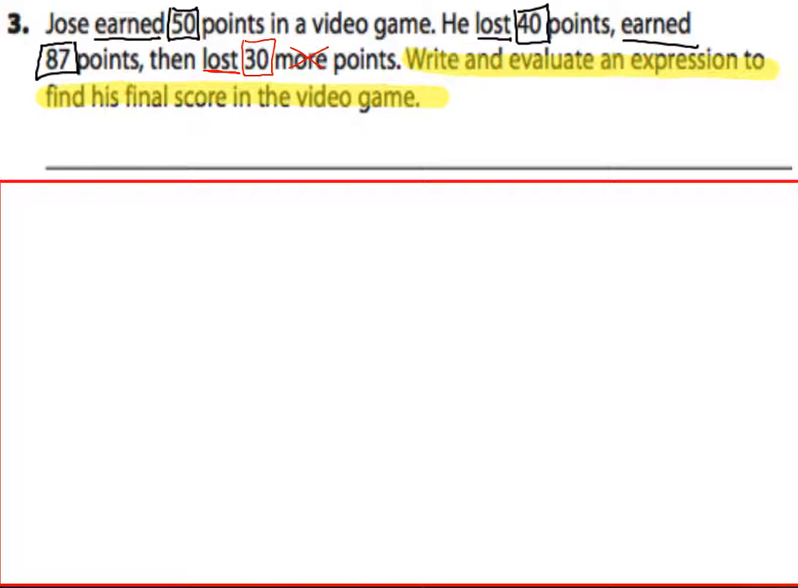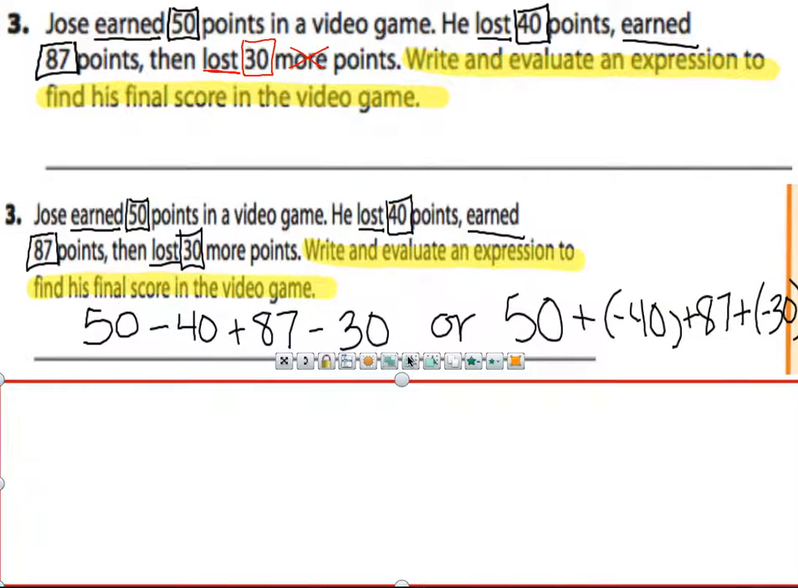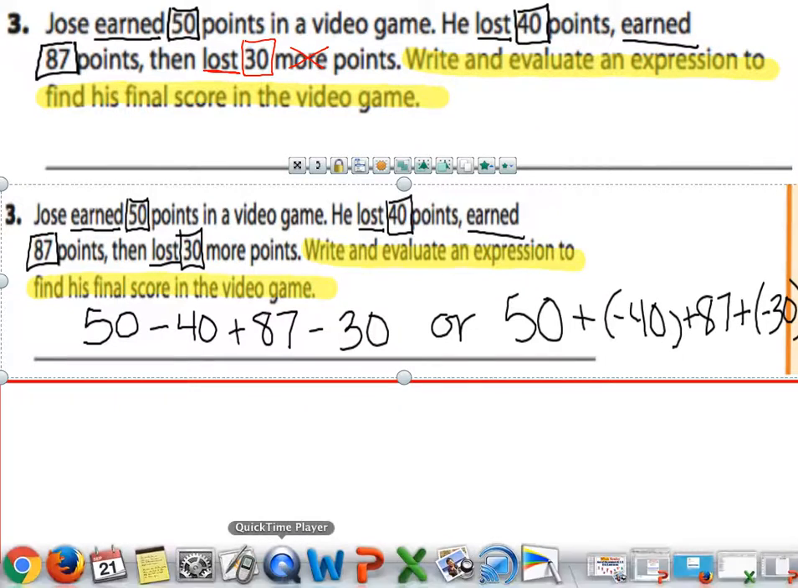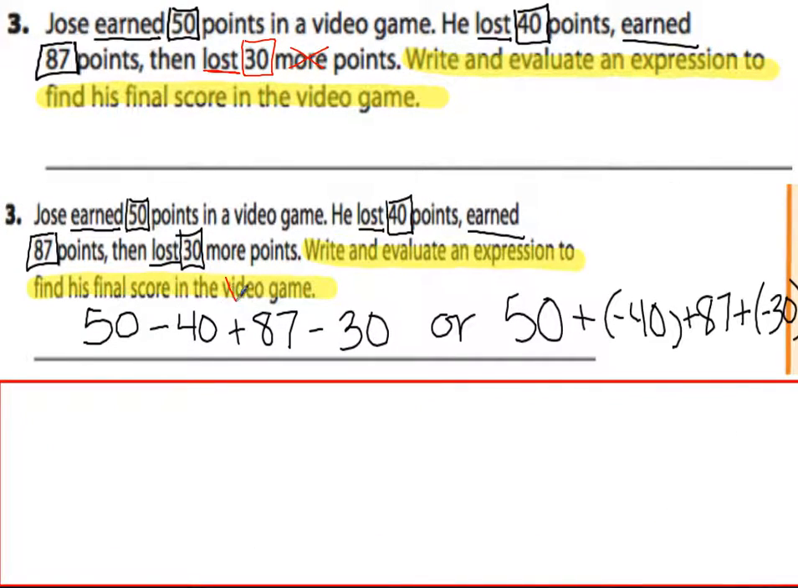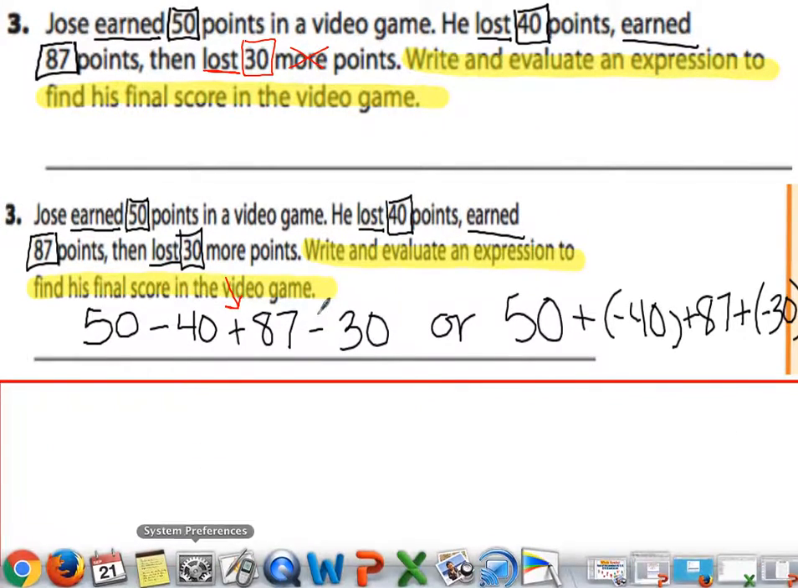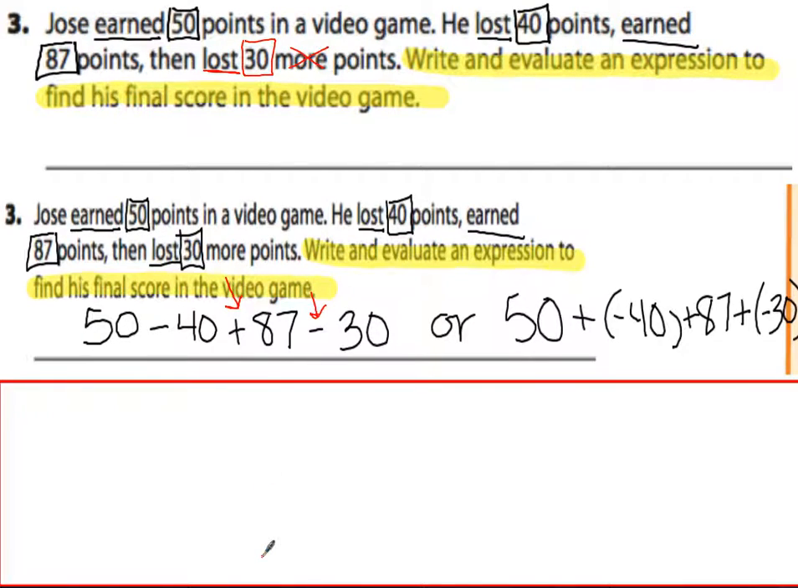All right, our expression, again, if you want to pause and come back, you can. But our expression should be that he's earned 50 points, so positive 50, lost 40, so minus 40, and earned 87, so plus 87 because he earned it, and then lost means that he subtracts it.